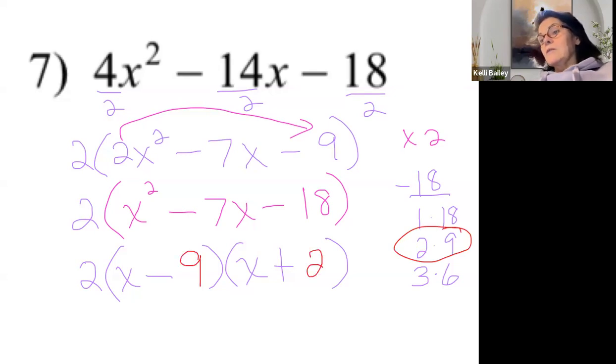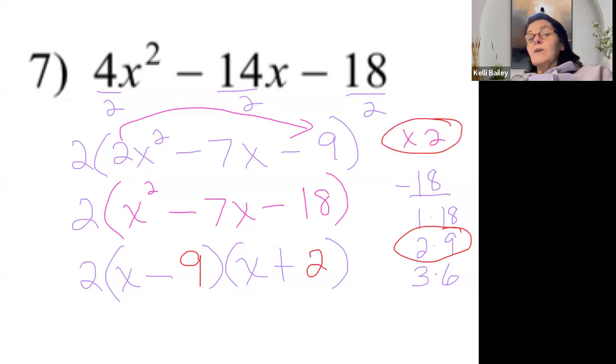9 there, 2 there. And I cheated. I went times 2 to begin with. Means I got to uncheat. Down here, I got to go divide by 2. I got to put a 2 under here. So 2 under there, 2 under there.